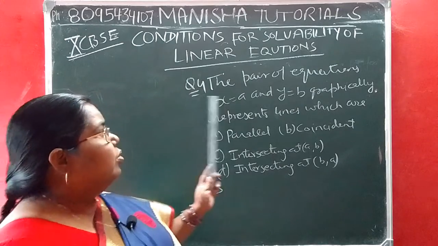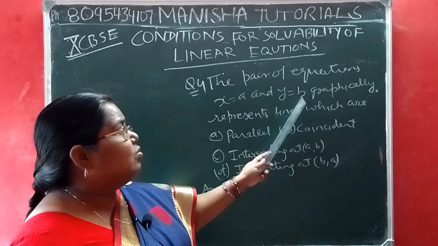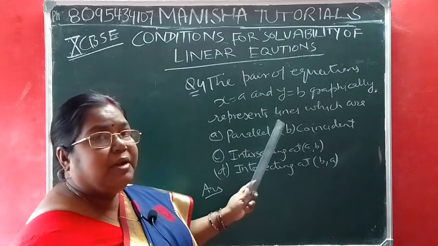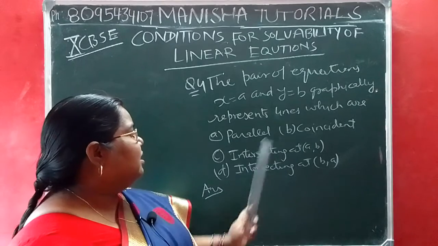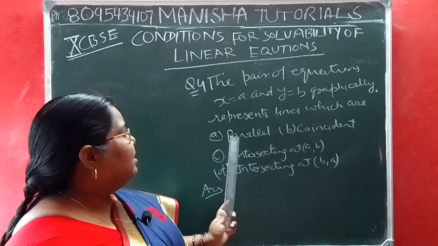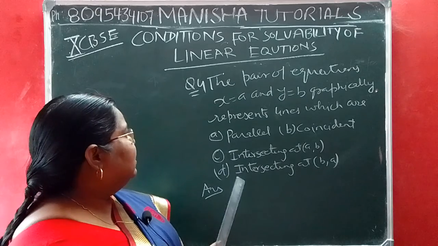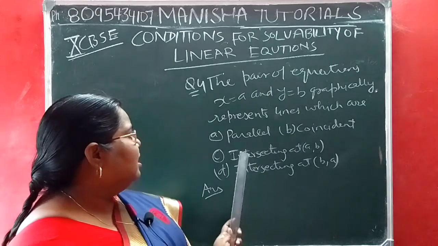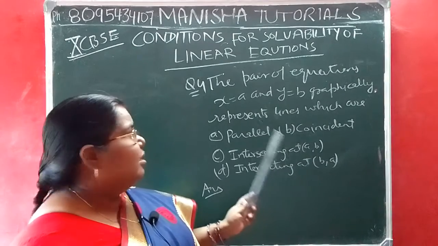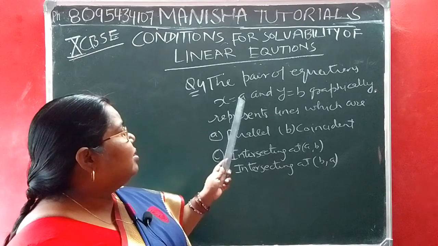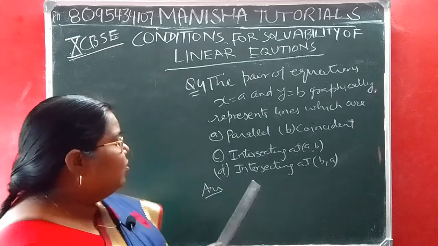Question number 4. The pair of equations x = a and y = b graphically represent lines which are: parallel, coincident, intersecting at (a, b), or intersecting at (b, a). We have to mark option A, B, C or D. How to tick the answer?